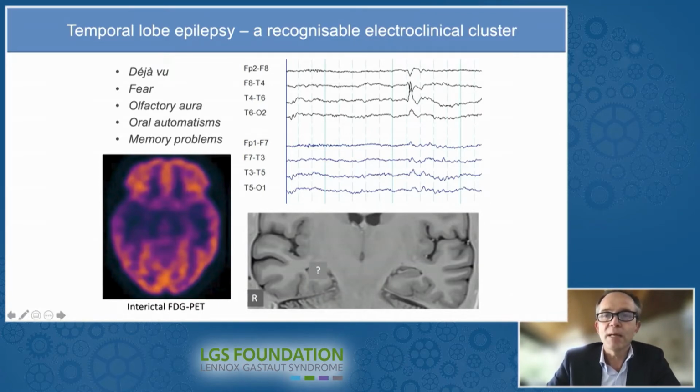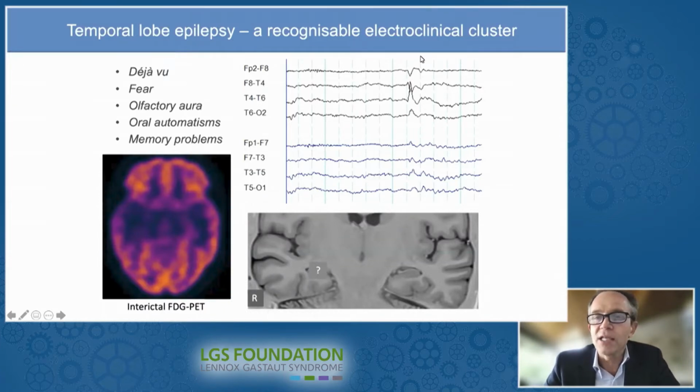In this condition, patients experience seizures with early manifestations of déjà vu, fear, and an olfactory aura, consistent with the predominant involvement of mesial temporal and adjacent structures responsible for memory, emotion, and smell. As seizures progress, they spread into the adjacent frontal opercular region, and patients may develop oral automatisms. And even between seizures, patients have static issues with their memory, consistent with pervasive damage or impairment of memory structures.